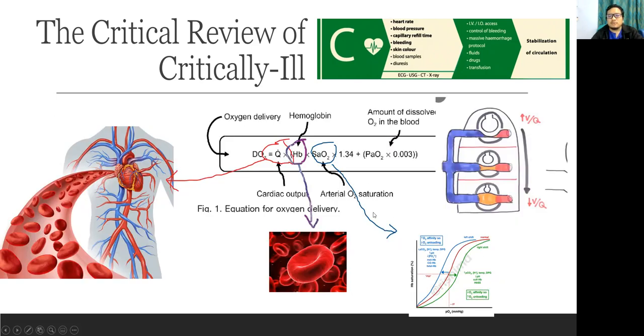All right, so what dictates the oxygenation from the chemical oxygen PaO2 into saturating the hemoglobin is the oxygen dissociation curve. Okay, so the oxygen dissociation curve will shift to the left in the lungs to promote uptake of oxygen, and it will shift to the right to promote offloading of oxygen into the tissues.